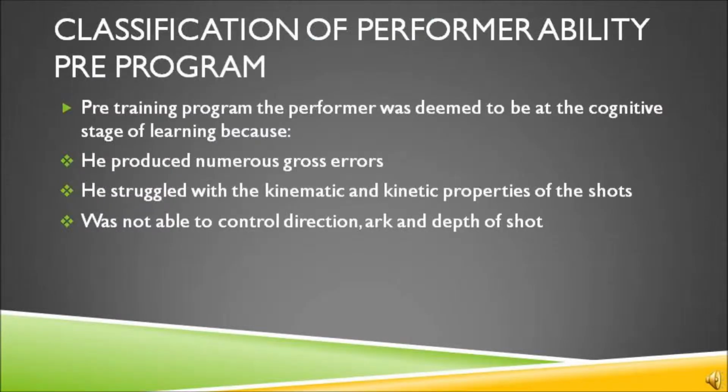The participant was determined to be at a cognitive stage of learning, pre-training program according to Fitts' 3 stages of learning. We came to this conclusion because of the high amount of gross errors produced, as well as a struggle with kinematic and kinetic properties of the shots. The performer was not able to control the direction, arc, or depth of the shot competently.